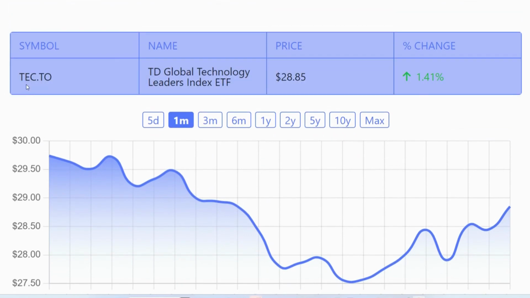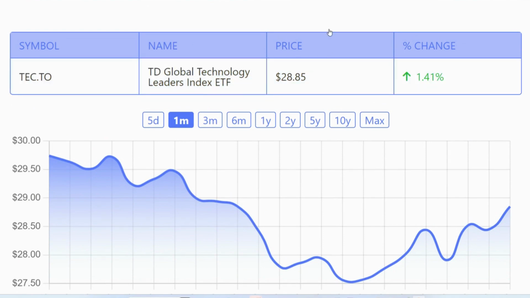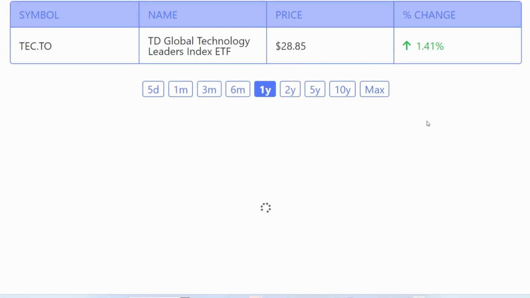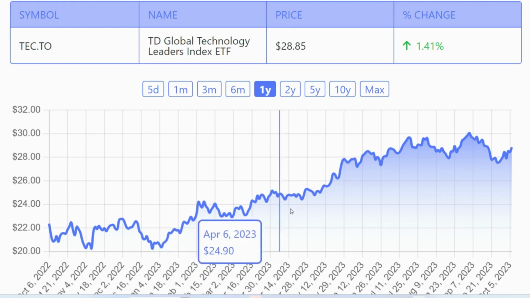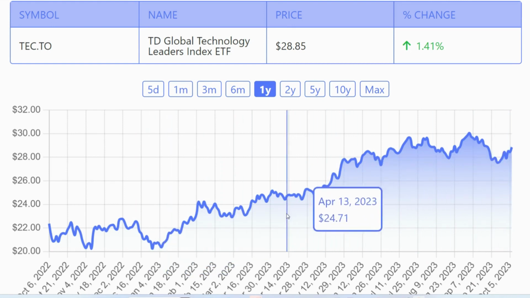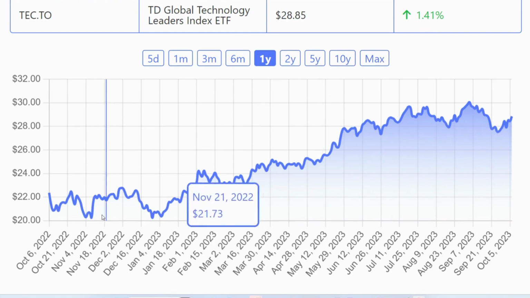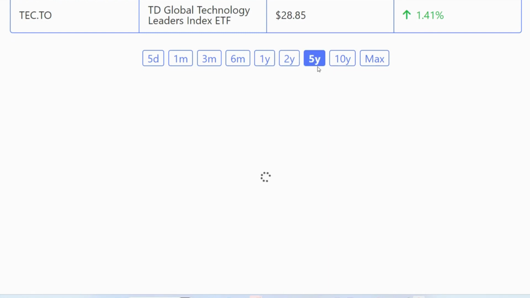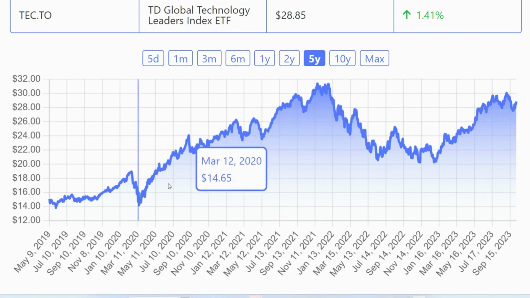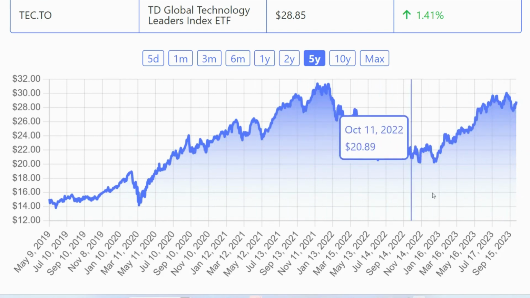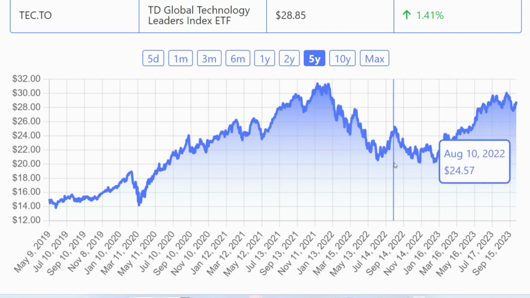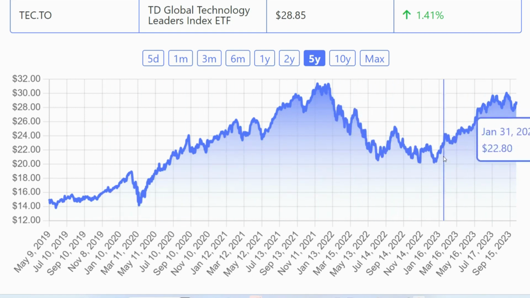As you can see, the ticker is TEC.TO, and it's the TD Global Technology Leaders Index ETF. The last price was $28.85. Since the start of the year, it has been a really good time to invest in tech stocks. As you can see, it's been up, and over a 5 year period it's kind of similar to the Nasdaq 100. So it is more adapted to long-term investing. As you can see, there are some corrections here, but overall, it is definitely growing.